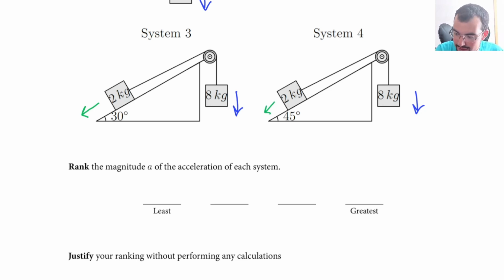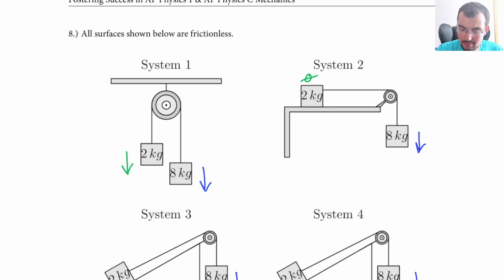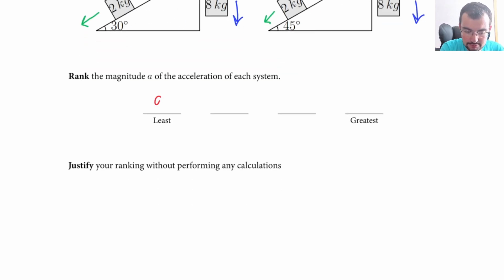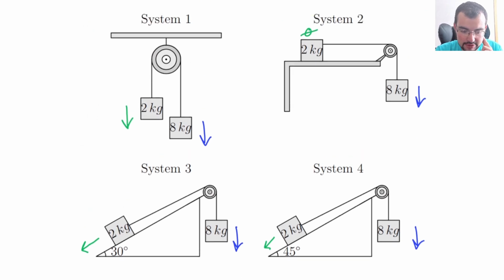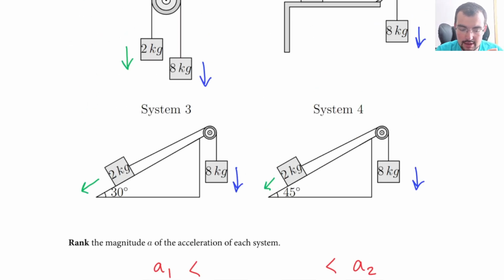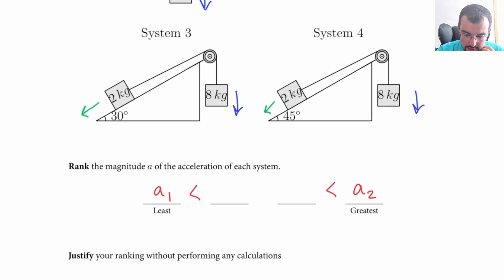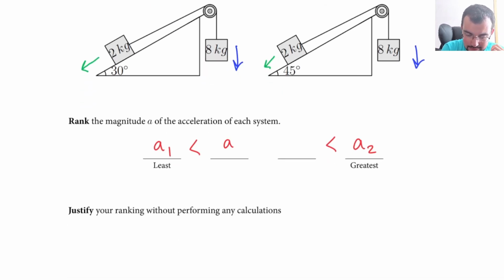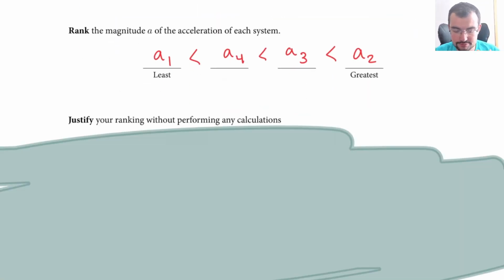So if we were ranking the acceleration, blue wins by the most in system 2. And it wins the least in system 1 because we have the most resistance. And then we would accelerate lower in system 4 because there's a larger resistive gravity component.